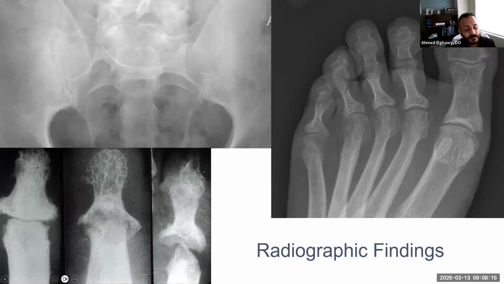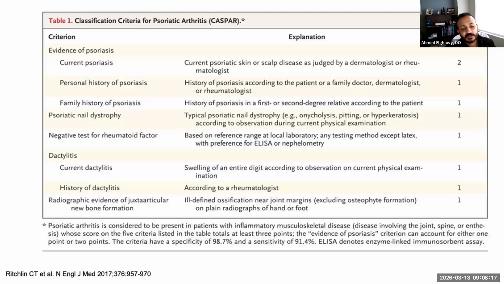And what we do is we have something called the CASPAR criteria. This is classification criteria. This is not diagnostic. So this is used more for research, but we do use this as sort of a surrogate to help us make the diagnosis to some degree.